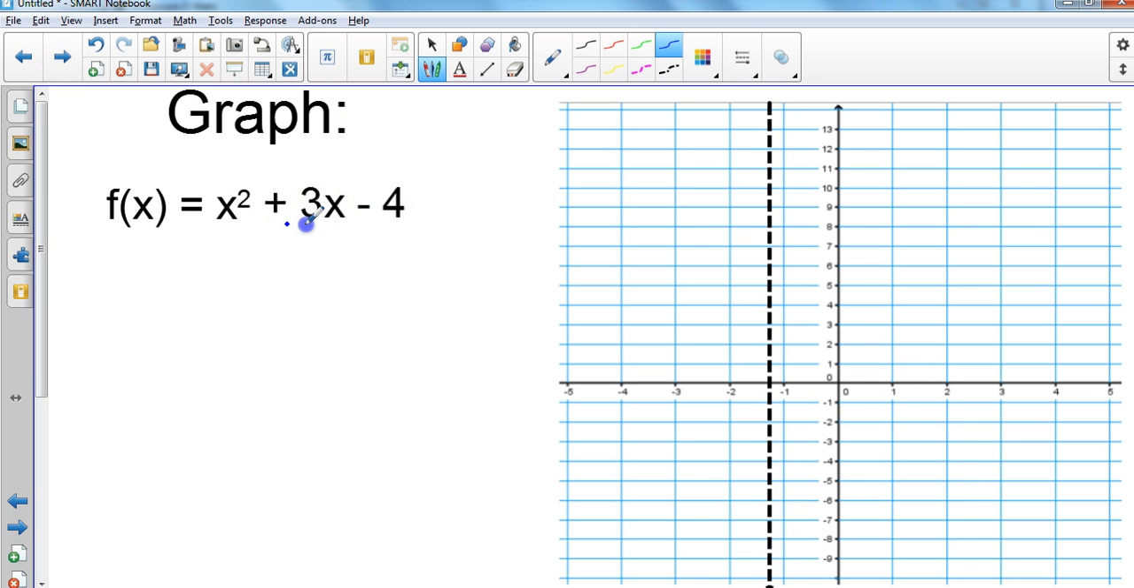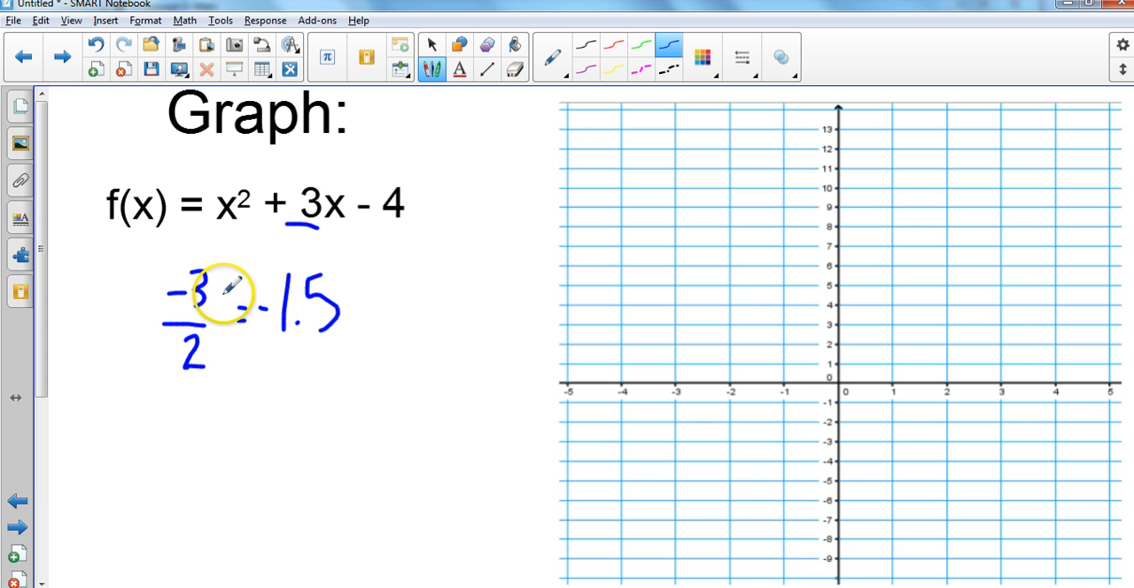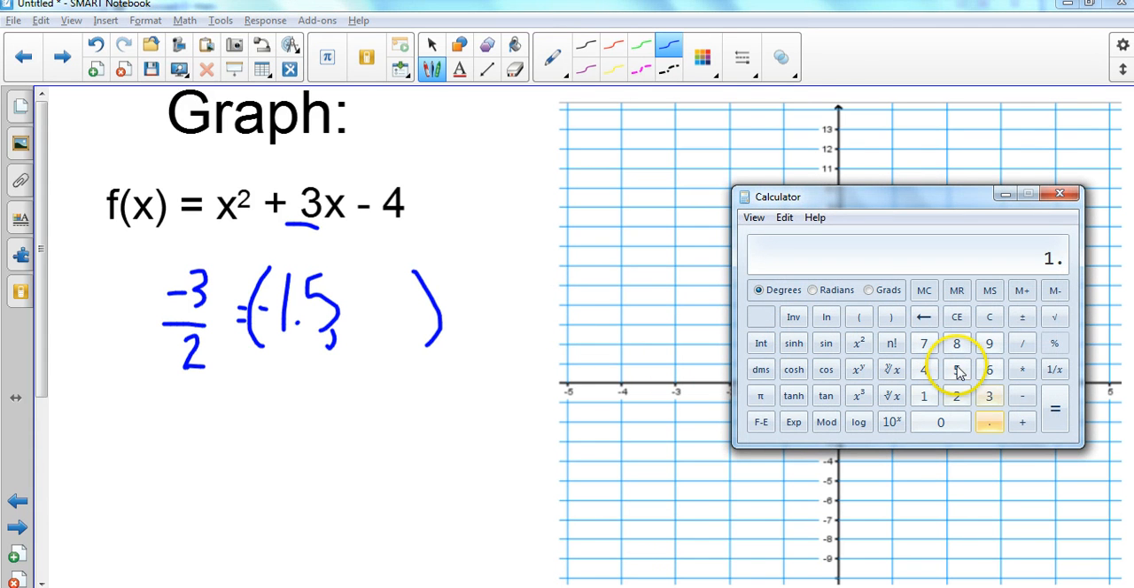Here's another graph. b is 3, so the opposite of b is negative 3. a is 1, so if you double that, we get 2. So we take the opposite of b divided by 2 times a, so negative 3 divided by 2, which is negative 1.5. Now we're going to put in negative 1.5, and I don't want to square that, so I'm going to grab my calculator and take 1.5 squared plus 3 times 1.5, and then minus 4. So we get 2.75 out.